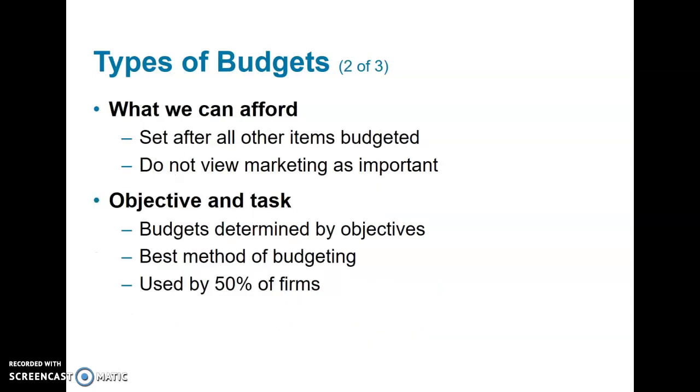The what can we afford approach sets the communications budget after all the other budgets are set. Normally with this approach, management does not see the importance of communications. The objective and task method sets the budget based on what it will cost to accomplish the communication and marketing objectives that have been established. Most marketers see this as the best method. It is now being used by about half of all firms.